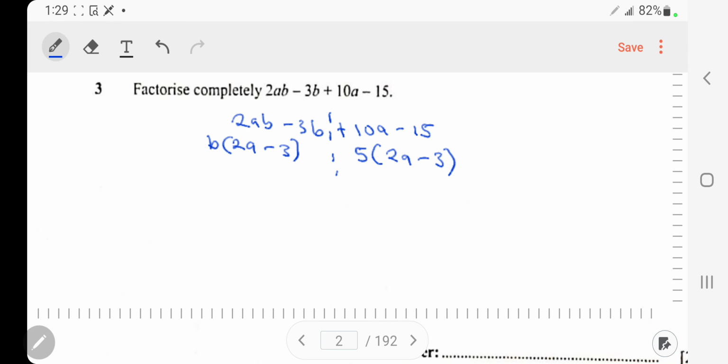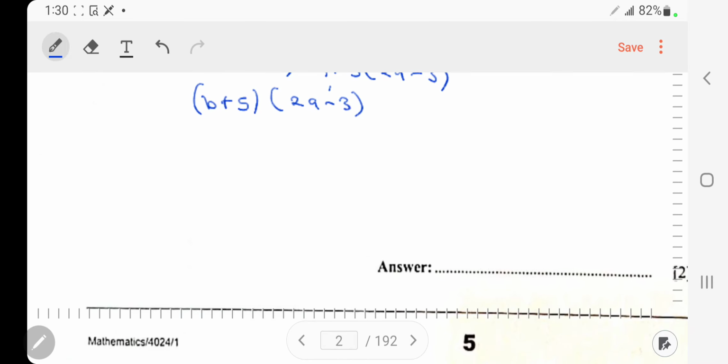So since the brackets are the same, it means we have done the correct thing. So what we are going to do is we are going to have 2 brackets. One will be b, then here we have plus 5. If you want, you can start with the brackets, there is no problem. Then also we have 2a minus 3, like that. So that is how you factorize that one.